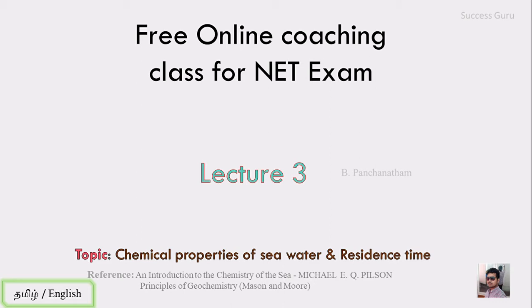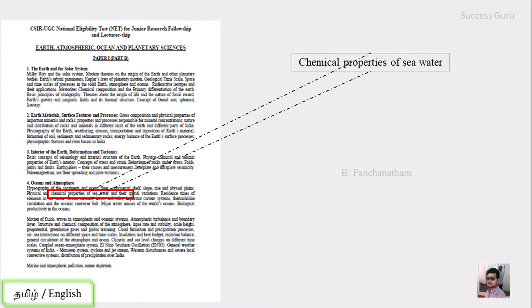And the topic which I will try to cover is the chemical properties of seawater and the residence time. The books which I referred to are Introduction to Chemistry of the Sea by Michael Pilson and Principles of Geochemistry by Mason and Moore. This topic is under the fourth heading, the ocean and atmosphere, which is in Part B. Let us get into the heading.